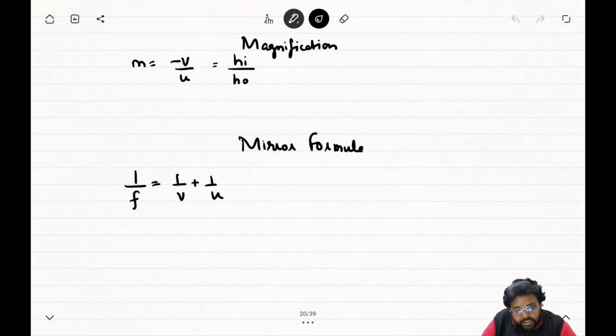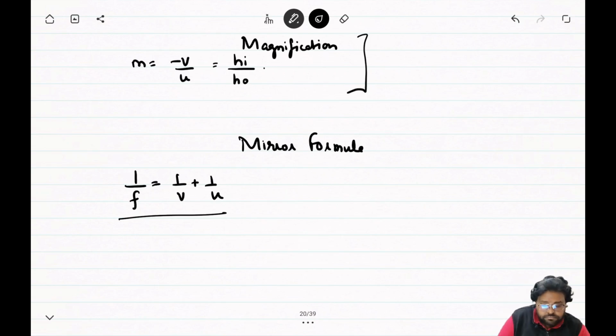Talking about two more formulas, on the basis of which all the numerical portion comes. Magnification gives the ratio between height of image and height of object. So m is minus v by u. v is image distance, u is object distance. You have to keep v and u along with their signs, and that is equal to height of image upon height of object. Mirror formula is 1 by f equals 1 by v plus 1 by u.